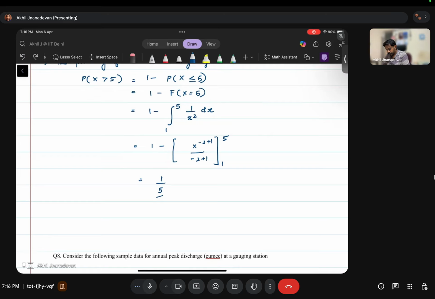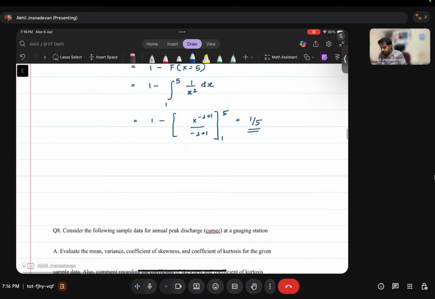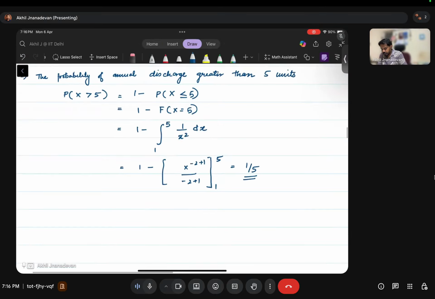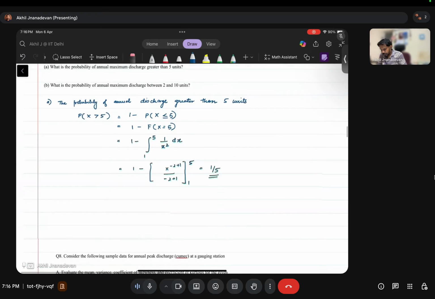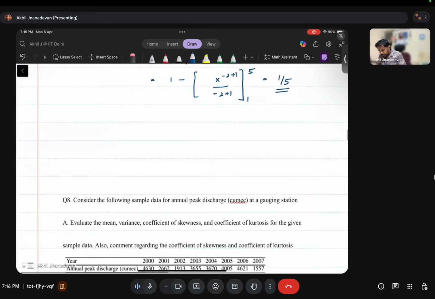Let's save more space here, so it will be coming out as 1 by 5. And this 1 by 5 is equal to 0.2, right? Now we can go to the second part, B.